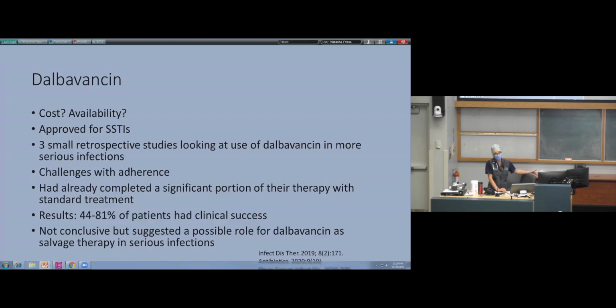So what does that tell me? I don't know. The other thing is that there were a lot of people lost to follow up, and a lot of people who didn't have adequate source control. So really not conclusive. The results did show that somewhere between 40 and 80% of people had clinical success. I don't really know what that means, but I think it is interesting, and we'll have to see as more data becomes available whether there's a possible role for dalbavancin as salvage therapy for serious infections. But right now, it's just licensed for skin and soft tissue infections.